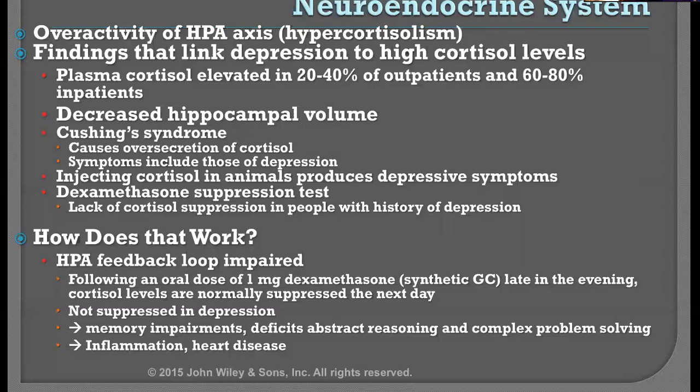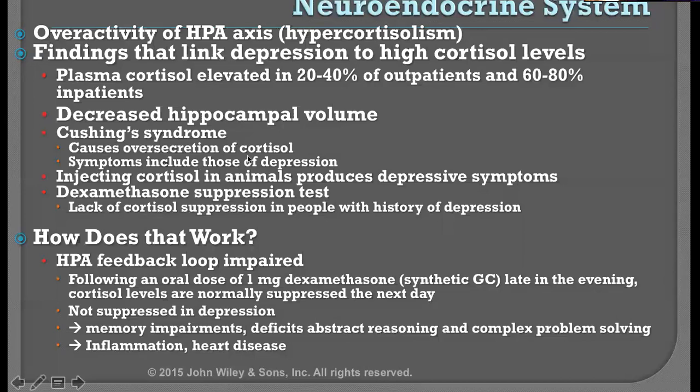And you have, of course, the memory impairments and deficits in abstract reasoning and complex problem solving. And none of that is surprising when you consider the hippocampal system. So that's a pretty good theory of how HPA is involved in depression.